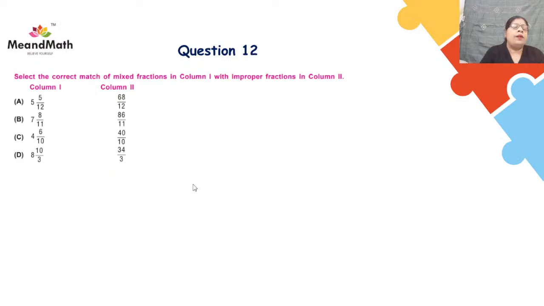So our correct answer: match the mixed fraction in column 1 with the improper fraction in column 2. Basically, what you have to do in this question is convert the mixed fraction given in column 1 to an improper fraction, and check whether that improper fraction taken out by you is matching with column 2. Is it matching with column 2? So let's start.